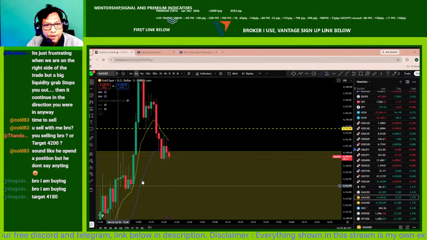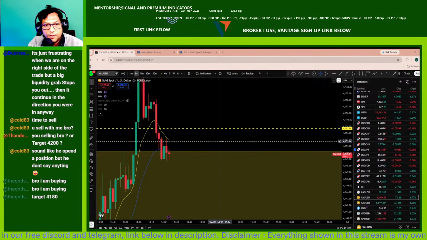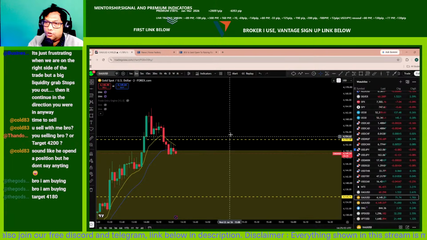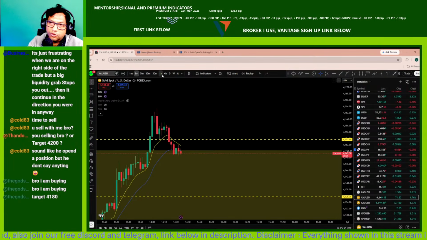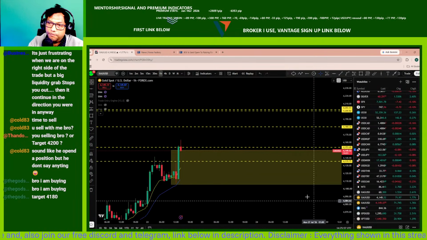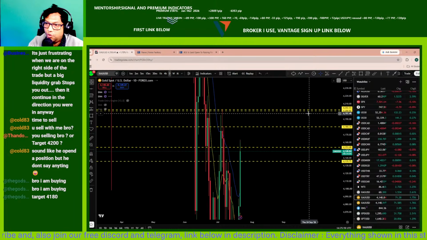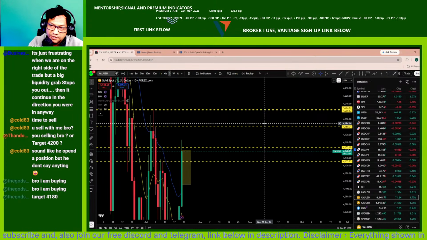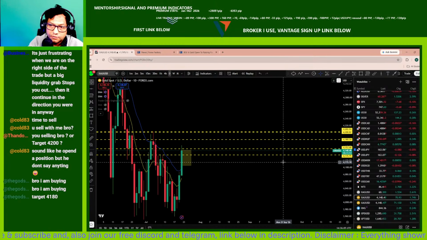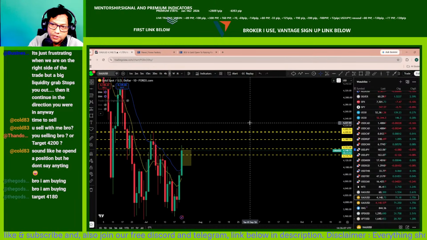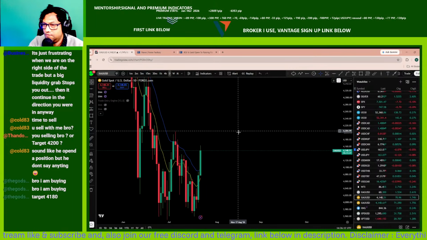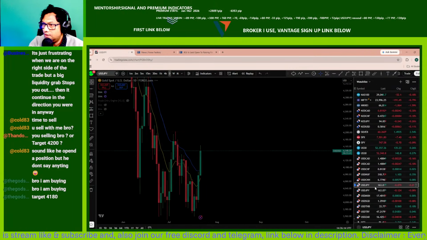All right, so I'm buying, target 4180. Okay, so now the market is in a zone where you could see there is a significant move already happened. It still can go up further if tomorrow is bullish as well. Okay, so you can see this is the current daily price action.